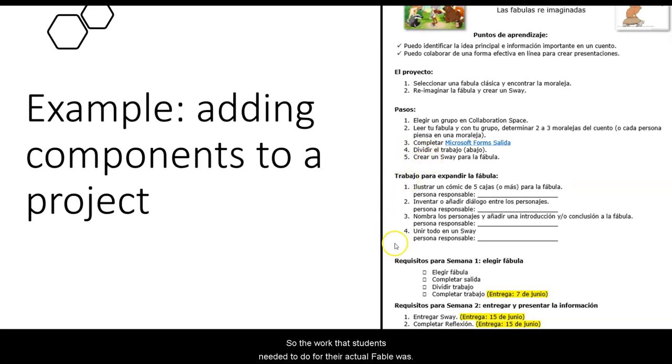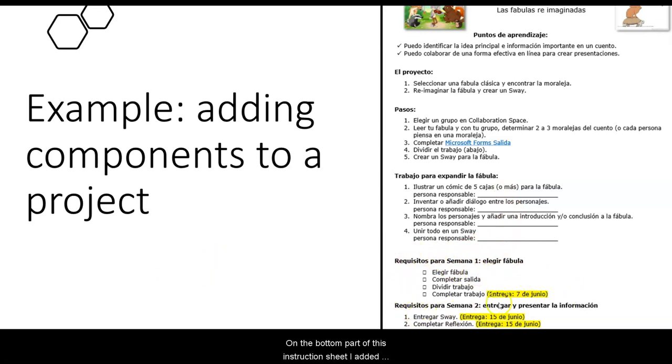So the work that students needed to do for their actual fable was illustrate a comic with 5 boxes or more. Create or add dialogue between the characters. Name the characters and add an introduction or conclusion to the fable. And then somebody needed to create the Sway. For each of these work steps, students have a job to do.